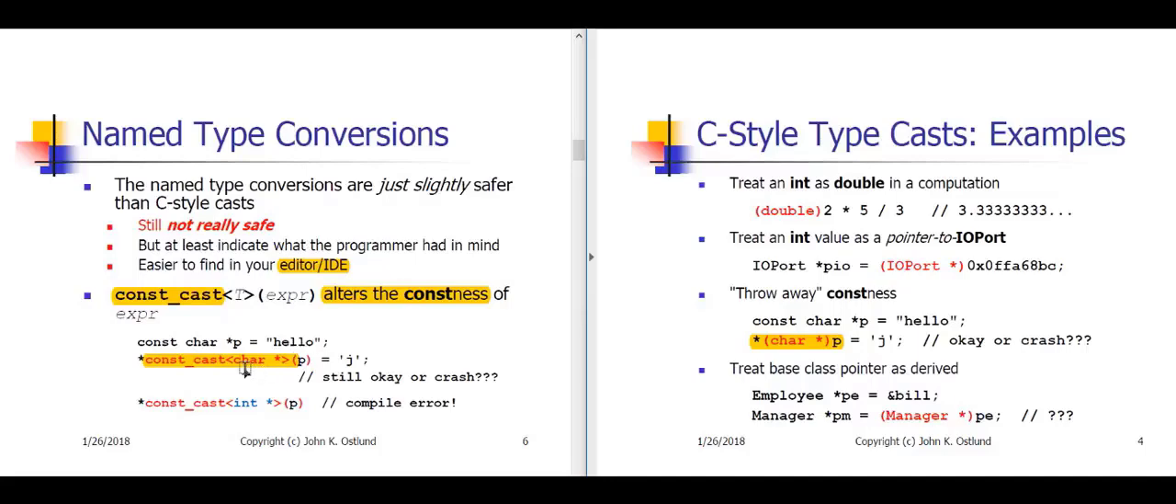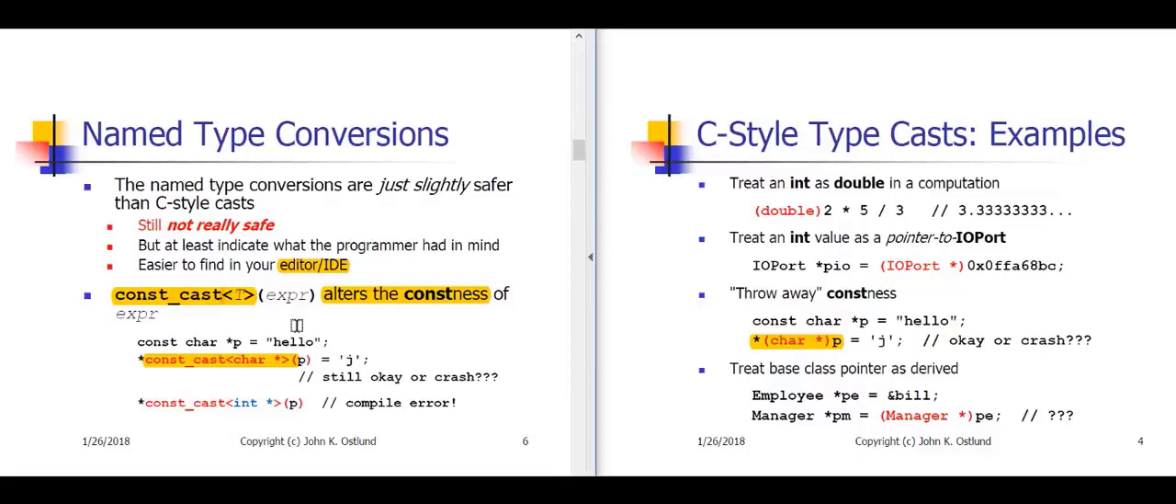The way you use const cast is to give the data type that you want to convert to in a pair of angle brackets, and then the expression that you're trying to convert is put in parentheses following the angle brackets. So const cast, open angle bracket, char star, close angle bracket, and then paren P is how you indicate that you want to take P and convert that to a pointer to char.